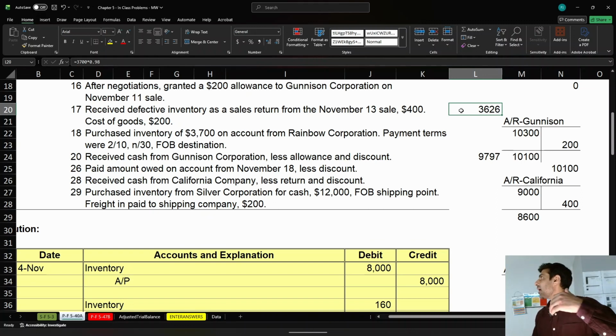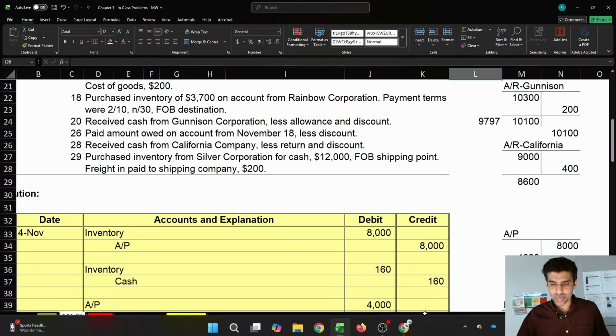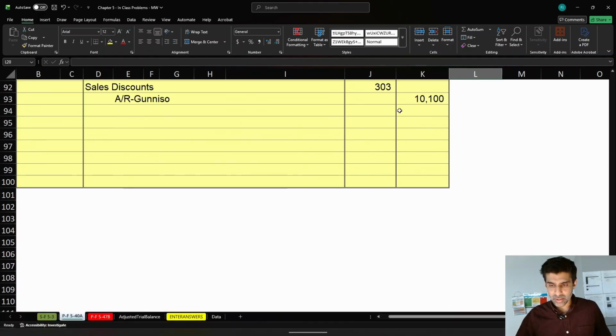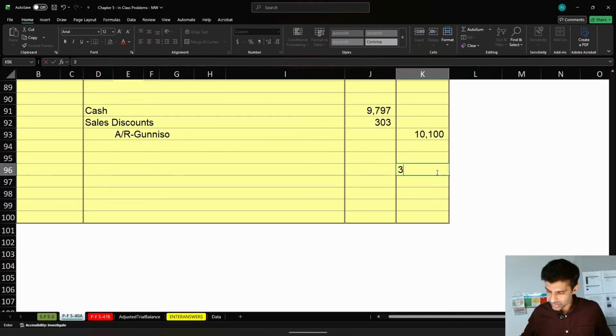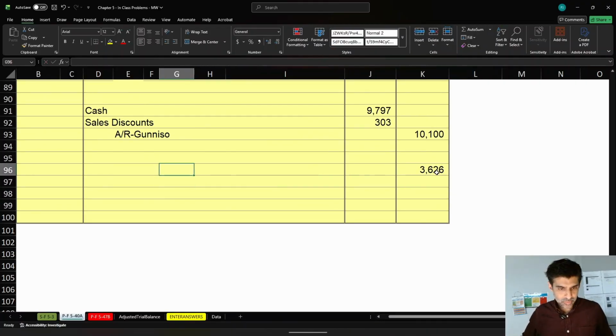So I know, again, this is how I start these calculations. I just figure out what is the cash being transacted, and I know that there's a discount. So this is the amount I'm paying to my vendor, 3,626. So I'm just going to put that first as a credit, 3,626 cash.